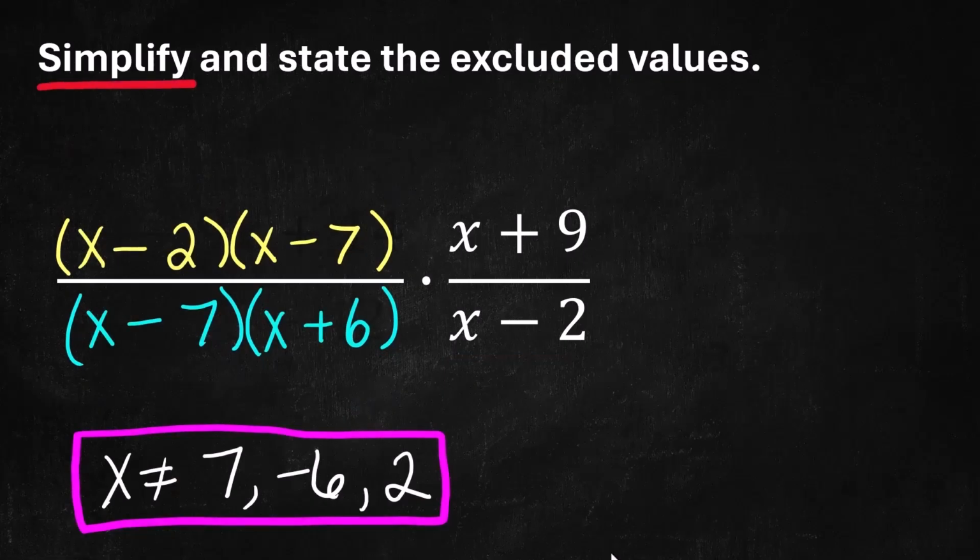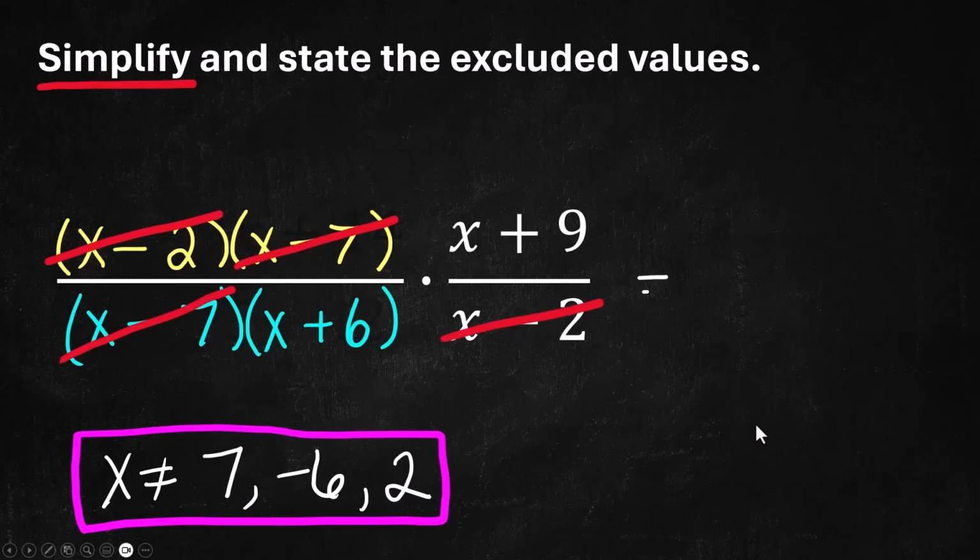Let's cancel anything we can cancel because we're at the simplify part now. I always like to do excluded values before I start crossing anything off. So anything that appears in the numerator and the denominator, you're multiplying these fractions together, which is basically multiply straight across, multiply straight across. So the easiest way to do that is just to pretend this multiplication isn't here and that these are all one big fraction. So let's cross off the x minus 2's and the x minus 7's.